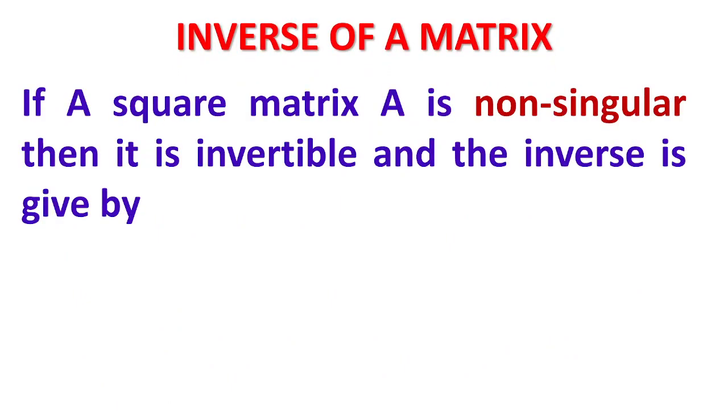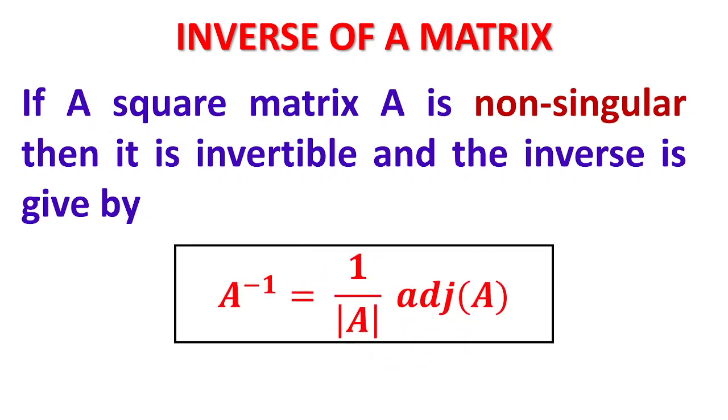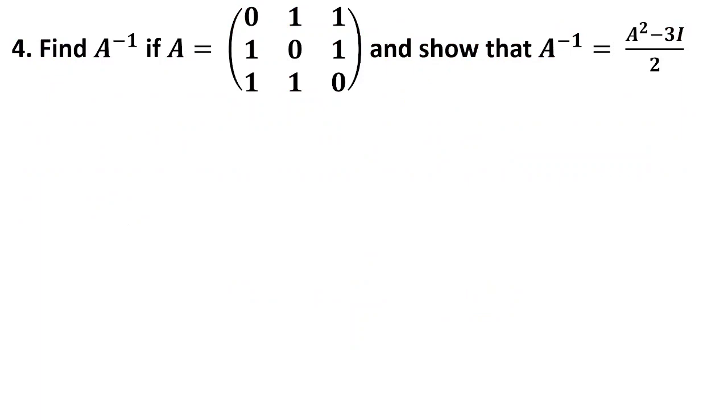If a matrix A is non-singular, it is invertible, and the inverse is given by A inverse is 1 by determinant A into adjoint A. That's why I told you that adjoint A is useful for finding the inverse. This is obtained from the property of adjoint of a matrix. Anyway, A inverse is 1 by determinant A into adjoint A. Well, let us try one question.